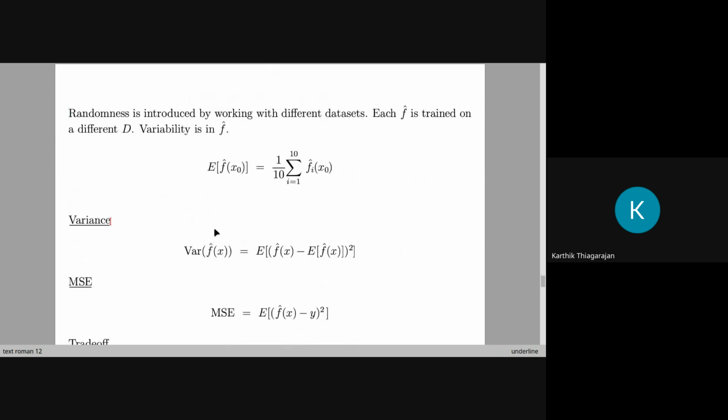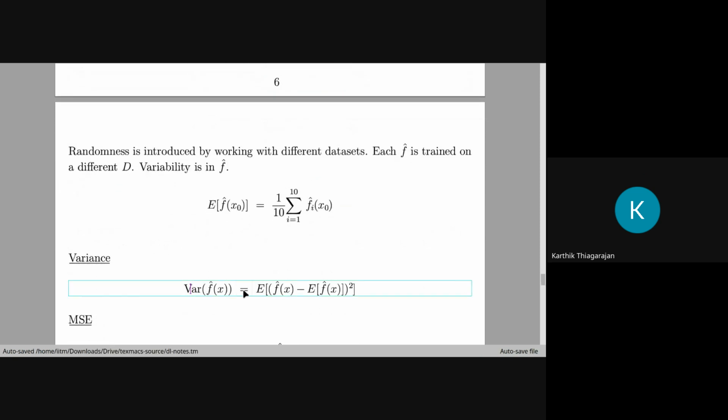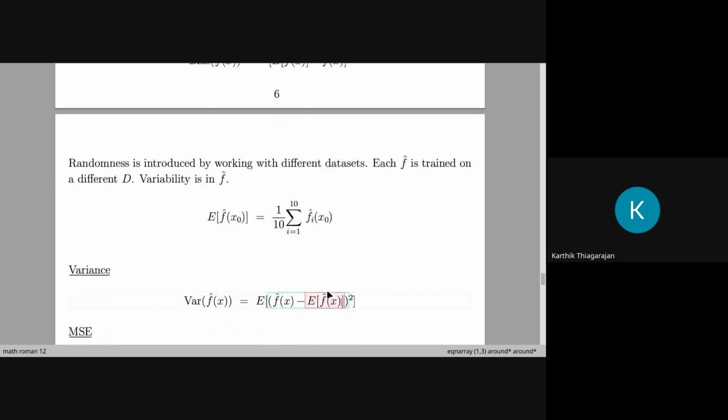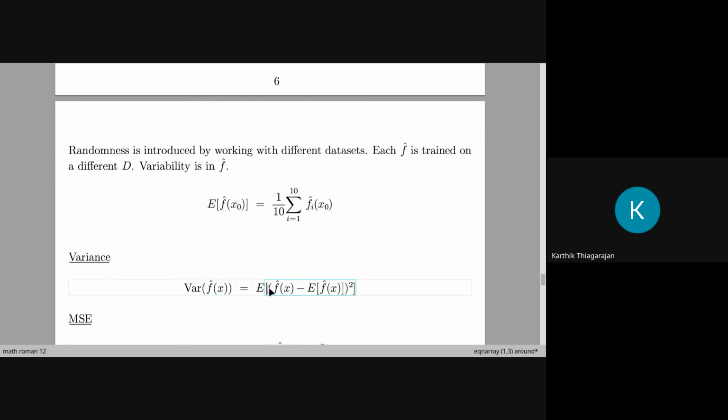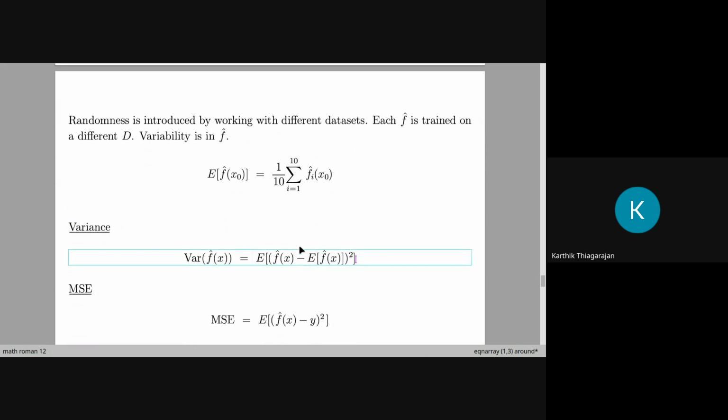Now, variance. What is variance? How far you are away from the mean. Remember that variance has nothing to do with f. Important point to note: if you look at the variance formula, f of x doesn't appear anywhere. Of course, implicitly it appears in f in this point. Sorry, no, not even implicitly. It appears nowhere. The variance has nothing to do with the true f. You only bother about the different f hats that you are obtaining and how far away they are.